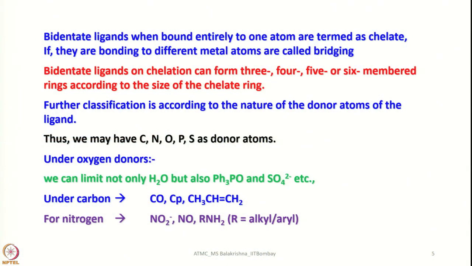Under carbon, we come across a variety of ligands, a few I have shown here: cyclopentadienyl, as you know, allyl group or carbon monoxide, and also neutral ligands such as benzene, etcetera. For nitrogen, nitrate is there, nitrosyl is there, primary, secondary and tertiary amines are there, and we have plenty of pyridyl ligands, and besides that we have several macrocycles having nitrogen as donor atoms.